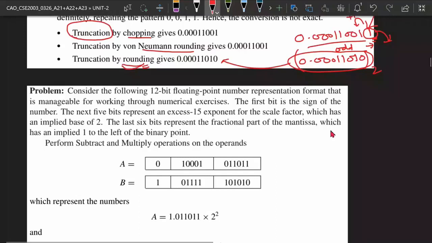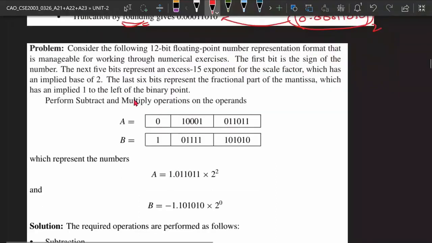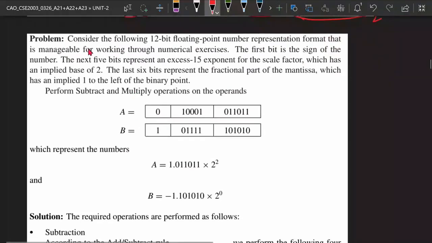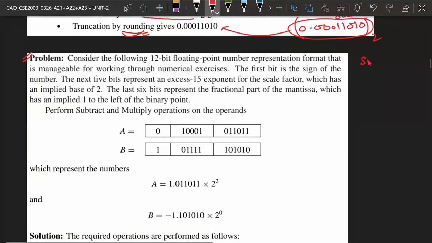The next question is here. It is not always like what we have studied, single precision of 32 bits and double precision of 64 bits. In the question it will not always be given in 32 or 64 bits. It may be given with some other type of representation.